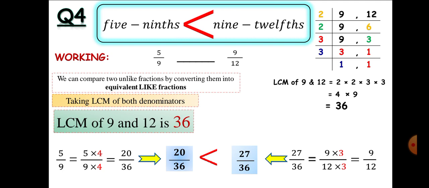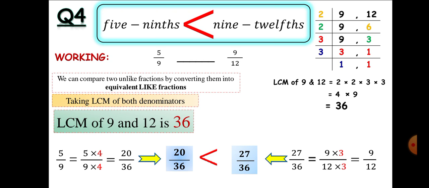Then we have 5 9ths and 9 twelfths. So 5 9ths basically means 5 over 9, 9 twelfths basically means 9 over 12. If you focus on the denominator, they are unlike fractions, so we have to convert them into equivalent fractions by taking the LCM of both 9 and 12, that is 36. So 5 over 9 is going to be multiplied by 4, you're going to get 20 over 36, and then 9 over 12 is going to be multiplied by 3, you're going to get 27 over 36.